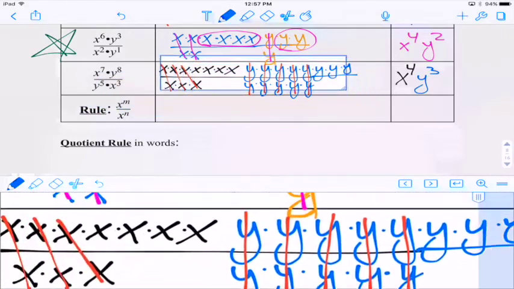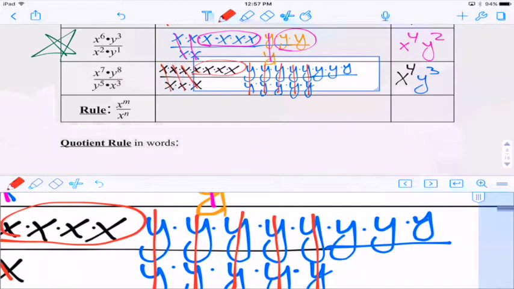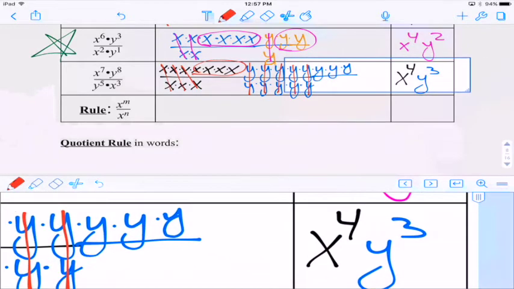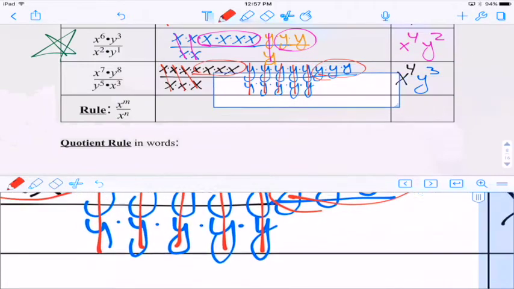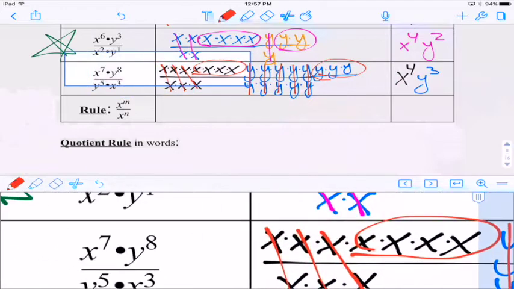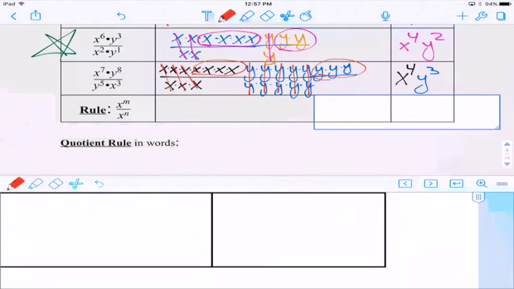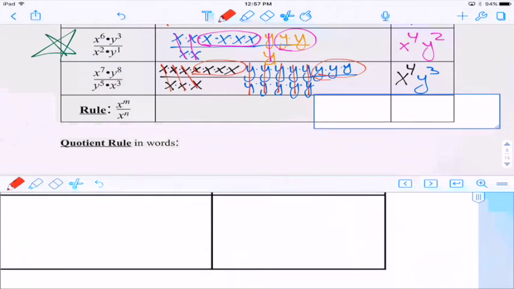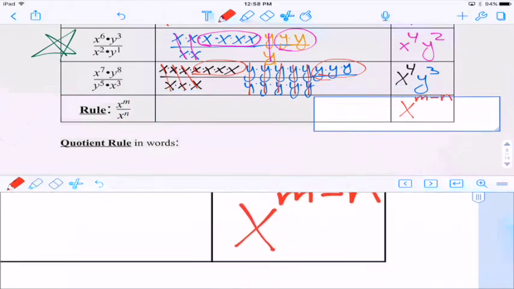We had a lot of cancellation. There was 1, 2, 3, 4 x's left over. That's how I got x to the 4th. And 3 y's left over. That's how we got y cubed. Did you notice 7 minus 3 is 4? 8 minus 5 is 3. It's the same thing as multiplication, except we're subtracting. So we know x to the m minus n is going to be our rule. When we're dividing, we subtract exponents.